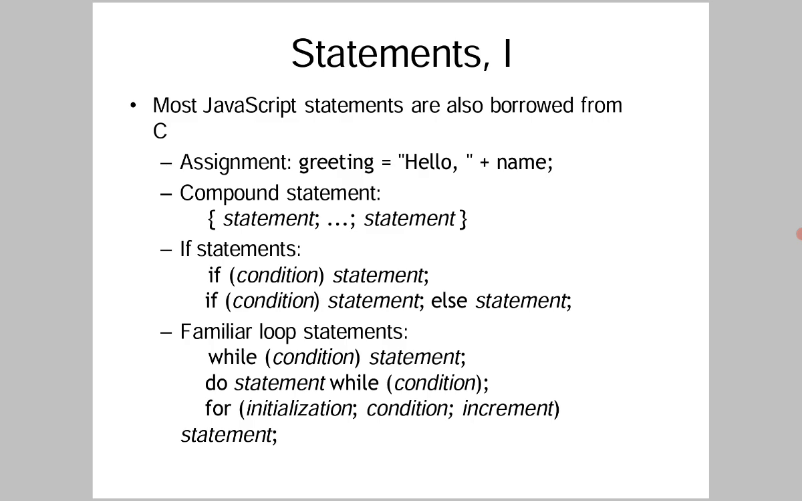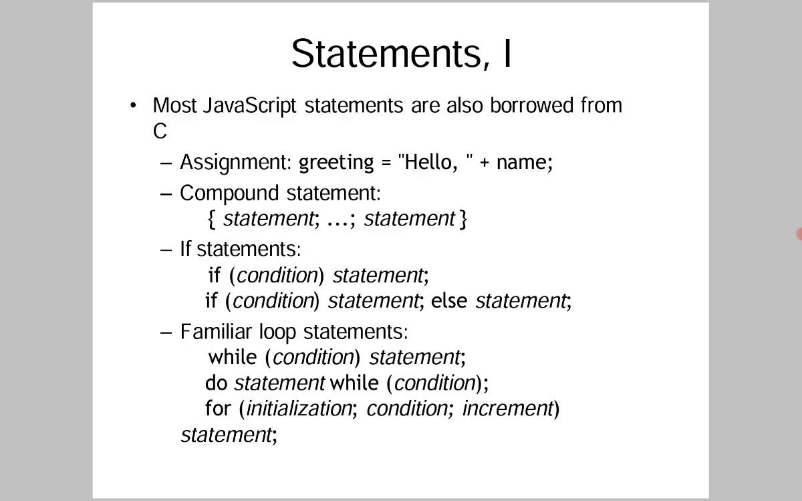The first one is the while loop. What is the syntax of the while loop? While, within brackets some condition, statement semicolon. What is the do while statement? Do, within brackets some statements, while some condition. Then the for statement, or for loop.